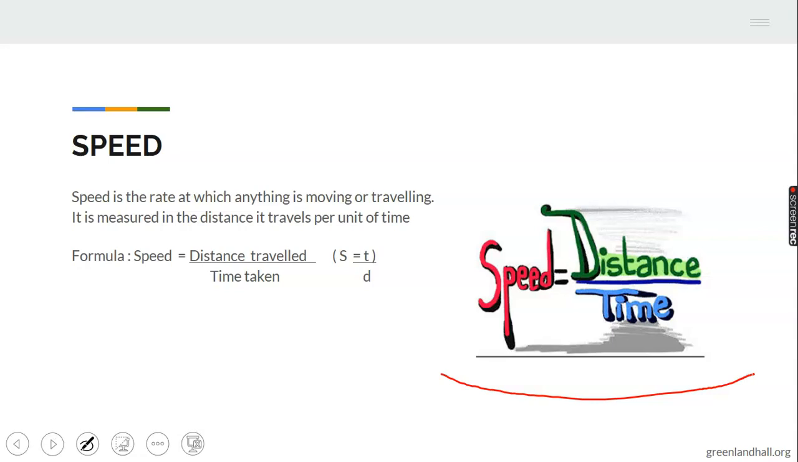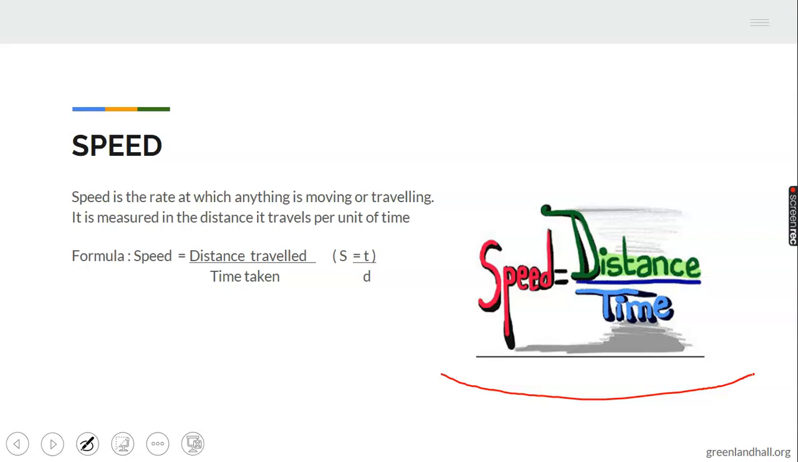Now we have a car, and the car is moving at a very high rate or high speed. The rate at which that car is moving, that is the speed. Good. Now it is measured in the distance traveled per unit of time. The distance it covers per unit of time. That is how it is measured.